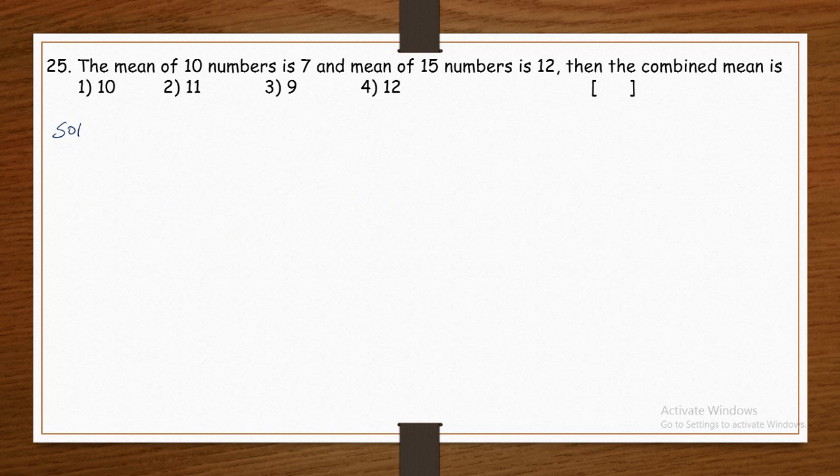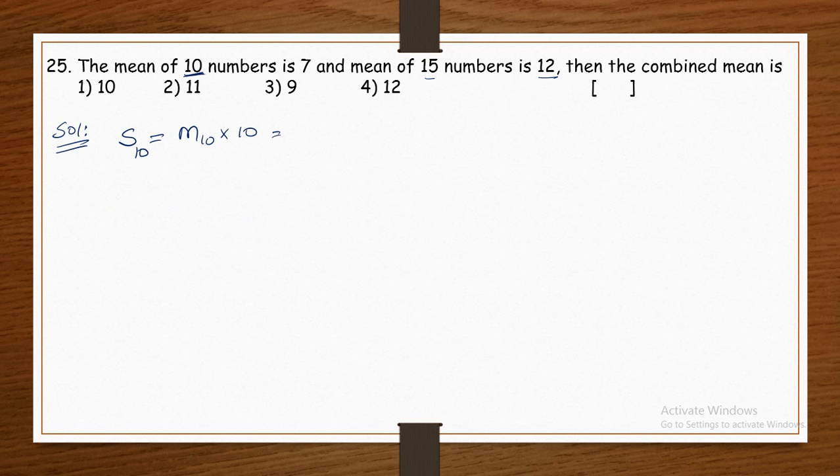Next moving on to question number 25. Here the mean of 10 numbers is 7 and the mean of 15 numbers is 12. Then the combined mean is. Whenever you are asked to find the combined mean, first of all find the sum of the individual observations. So the sum of 10 observations is given by the mean of 10 observations into 10 observations.